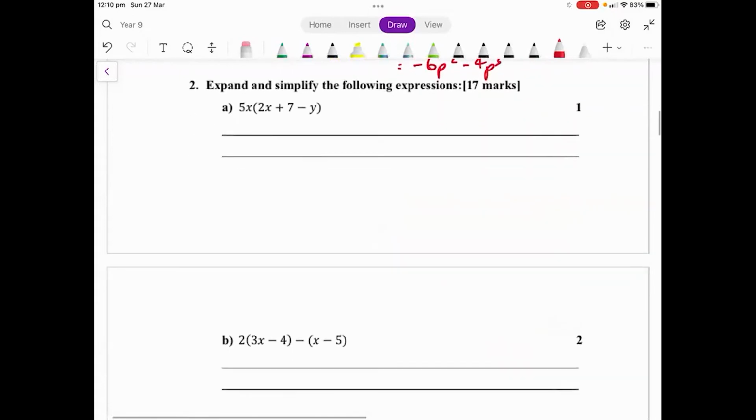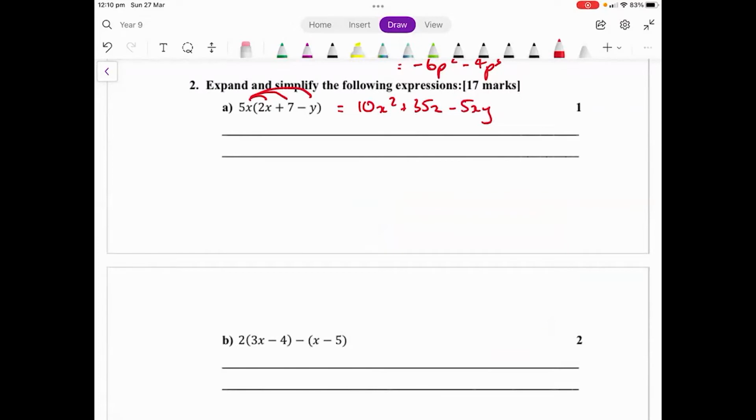Question 2, we need to expand those brackets, so we draw our eyebrows. 5x times 2x is 10x squared. 5x times 7 is 35x. 5x times minus y is minus 5xy. Final answer, 10x squared plus 35x minus 5xy.